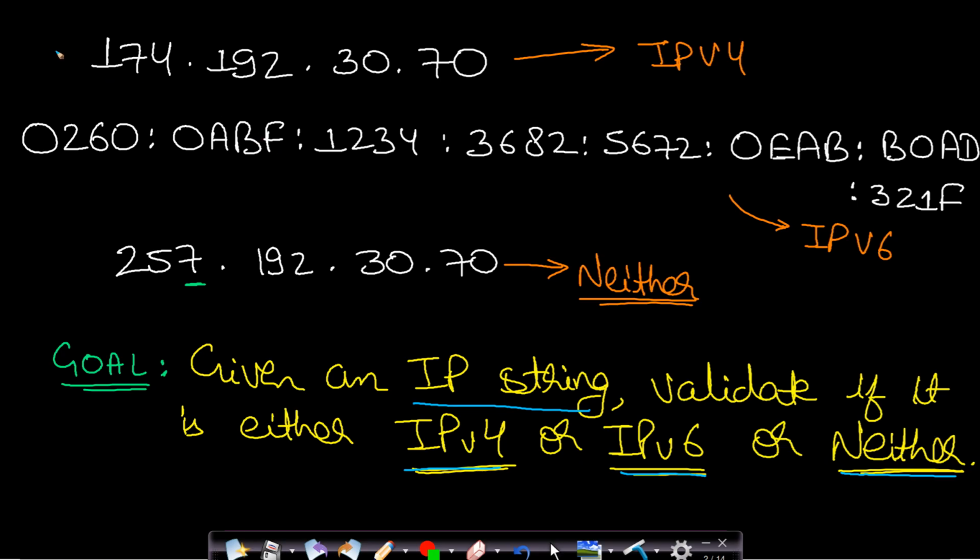In the first example, you can see that this is a valid IPv4 address and therefore we will return the IPv4 string. Now the second one is a valid IPv6 address, therefore we will return IPv6 as a string.